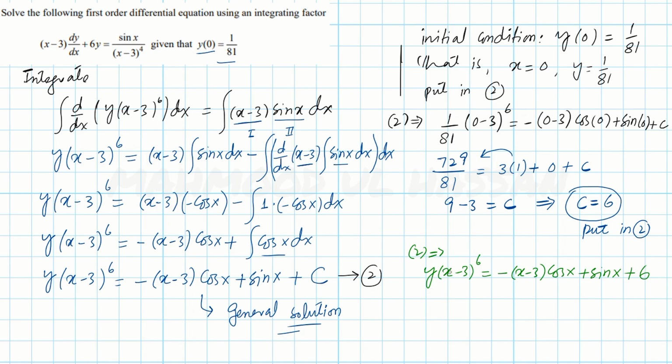If we divide by (x minus 3) whole power 6, it would become y is equal to minus cos x divided by (x minus 3) to the power 5, the second one would be sine x divided by (x minus 3) whole power 6, and then plus 6 divided by (x minus 3) whole power 6. So this is what we call the particular solution.